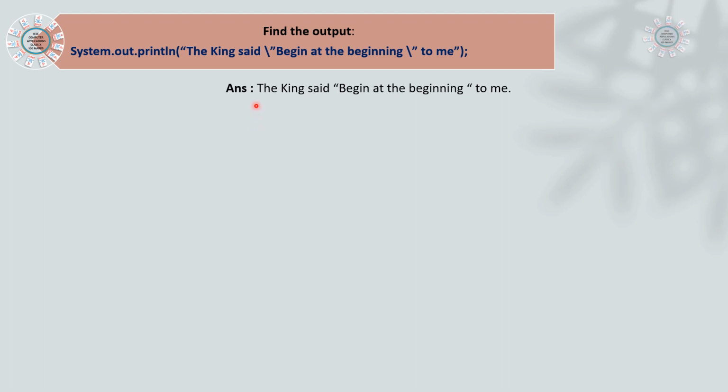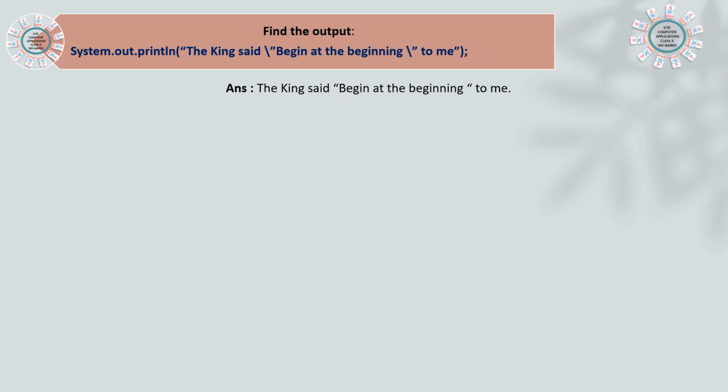Some students write double quotes at the starting and end. It is wrong. These two double quotes are of System.out.println. They will not come in the answer. If you want to put a double quote or single quote, you have to use the escape sequence, that is, the slash sign, and then put that. So after slash, the double quote is coming in the answer.